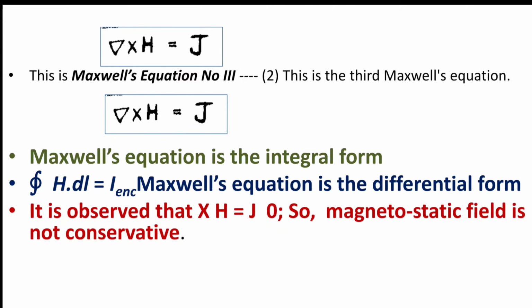So what do we observe here? It is observed that del cross H is equal to J, and it is not equal to 0 here. So the magnetostatic field is not conservative. Magnetostatic field is not conservative. That is the conclusion.